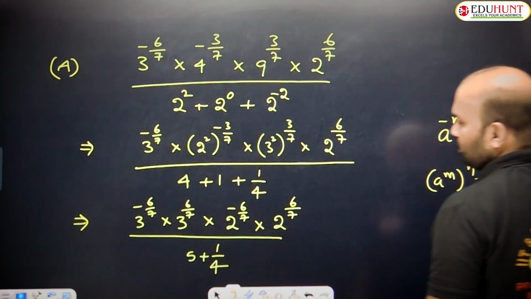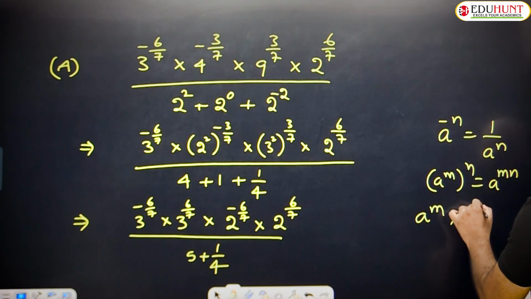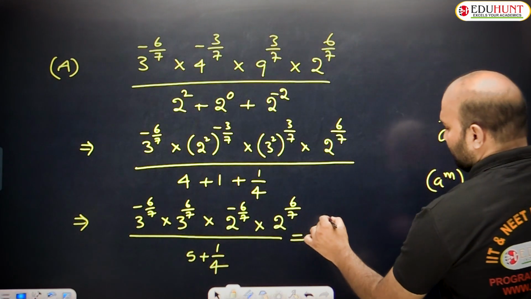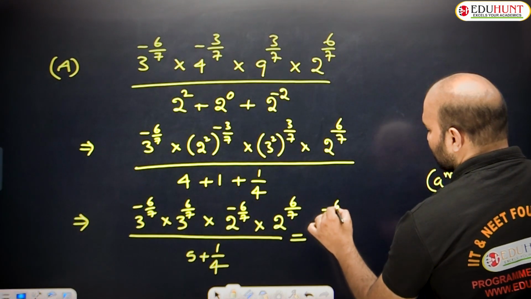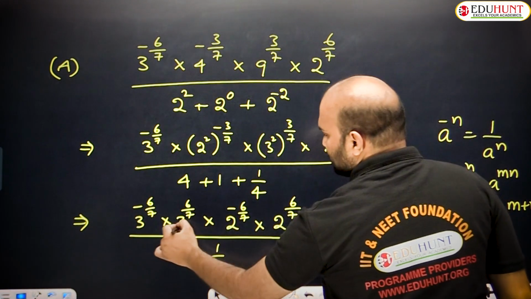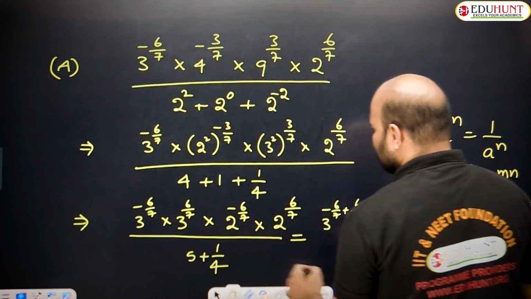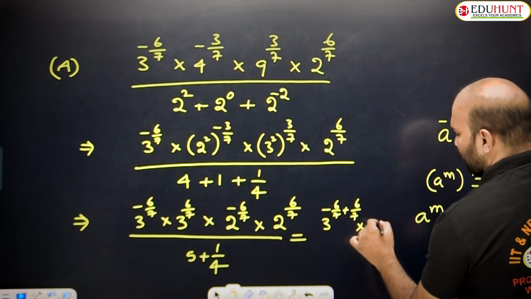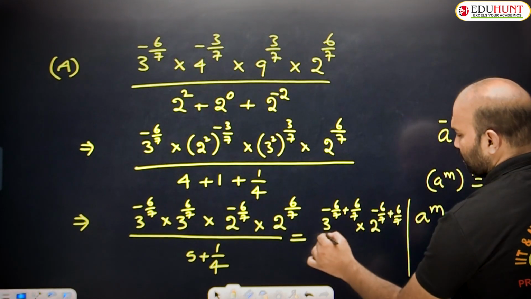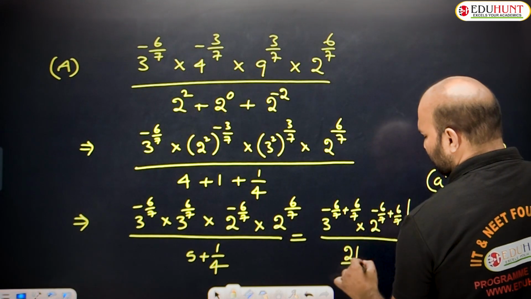Yes. So clearly we need to observe a power m. What is the next formula? By using a power m into a power n equals a power m plus n, it can be written as 3 power minus 6 by 7 plus 6 by 7, nothing but 3 power 0. So the base is 3, and for 2 it is 2 power minus 6 by 7 plus 6 by 7, whole divided by 4 times 5 is 20, plus 1, that is 21 by 4.